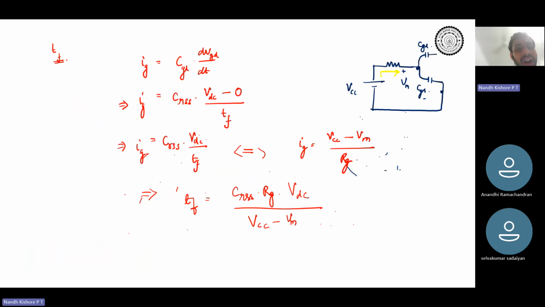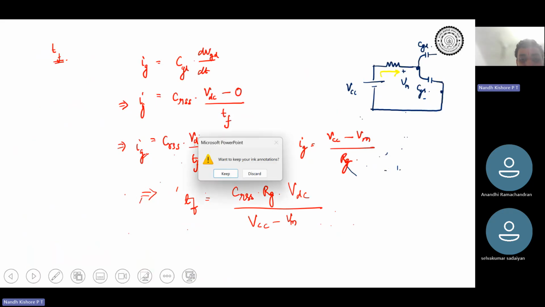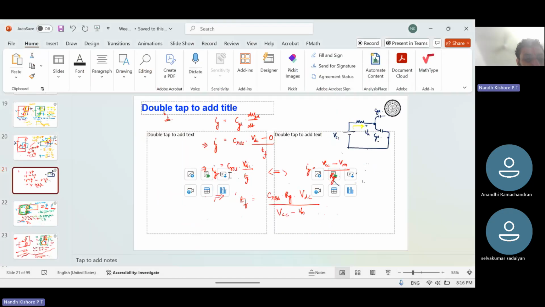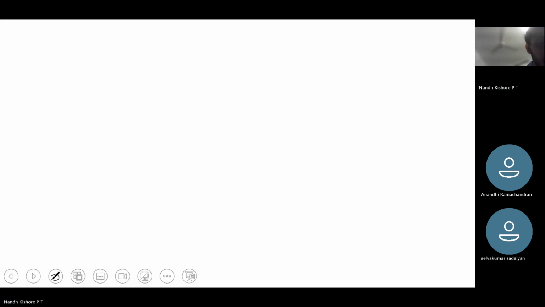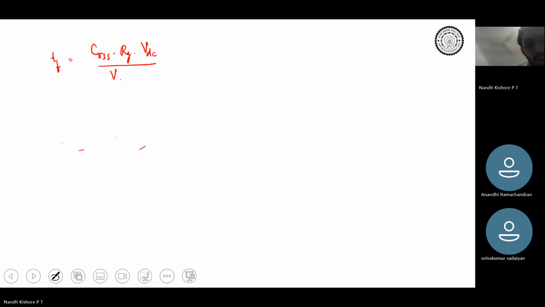Do you agree with this? Is this understood? Do you understand how this is happening? Yes, yes. Yes, sir. Okay. So we'll just substitute the values and find out. I forgot the formula. So what was TF? TF is CRSS into RG into VDC divided by VCC minus V Miller.